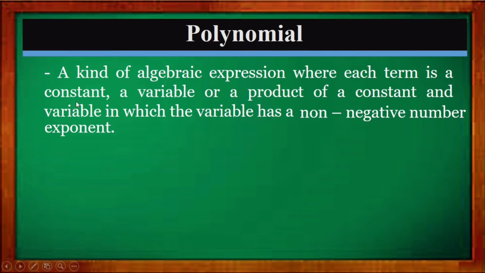So, sa Tagalog, kapag sinabi natin na polynomial, ito ay pwedeng maging constant, pwede siyang variable, o kaya naman ay pinagsamang constant at variable kung saan yung mga involved variables natin dun sa expression has a non-negative number exponent. Ibig sabihin, pag sinabing non-negative, ang kanyang mga exponent ay positive. Dapat walang negative na exponent.